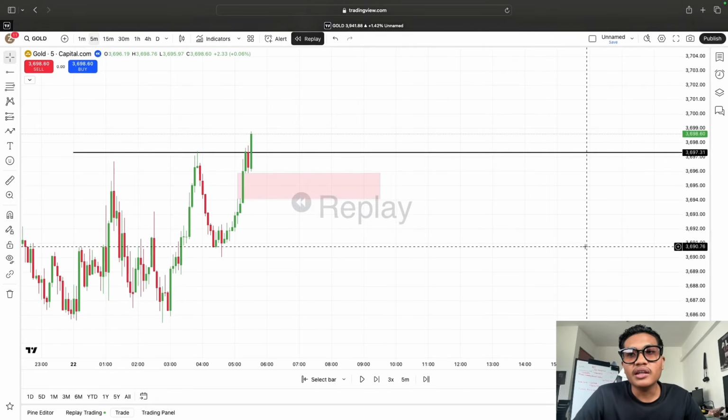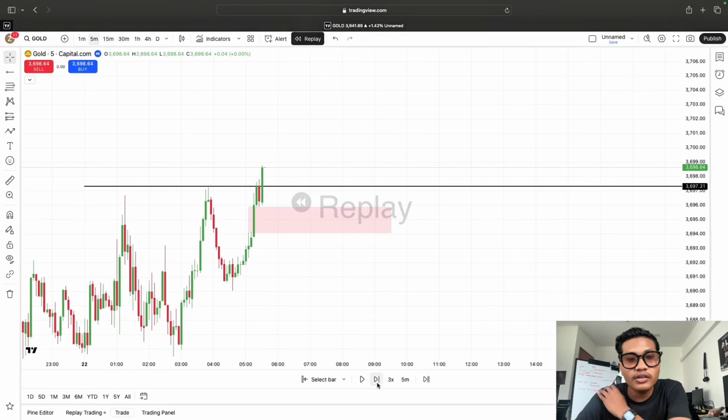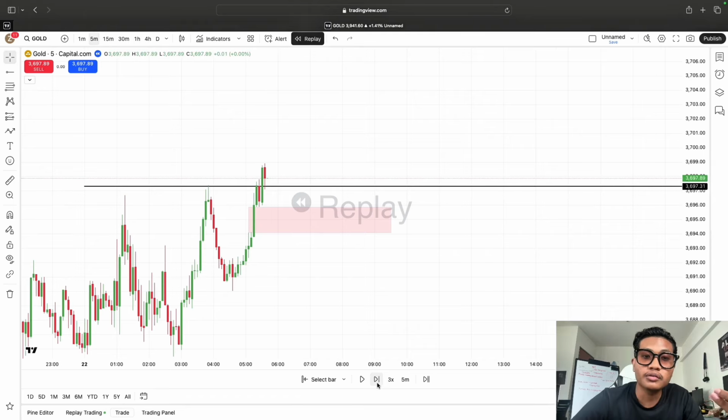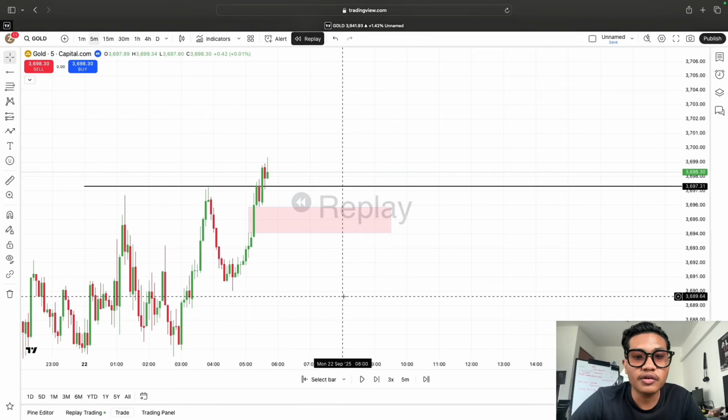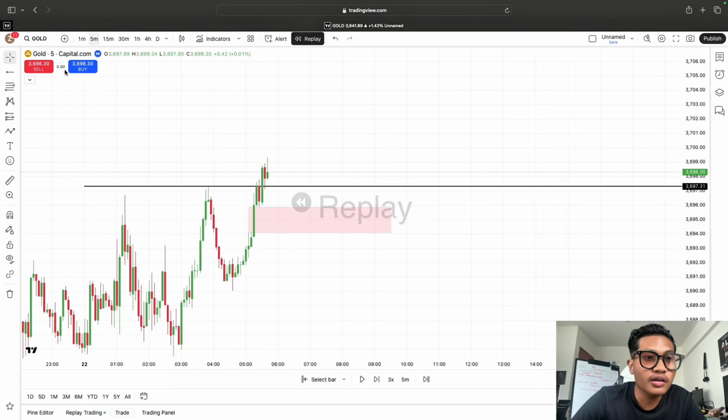Alright, and then I waited for another candle. If it's a bullish candle, I would definitely buy. See, not a bullish candle. We had one, we had two. This is my confirmation, alright? And then I went for a, let me just see, buy.